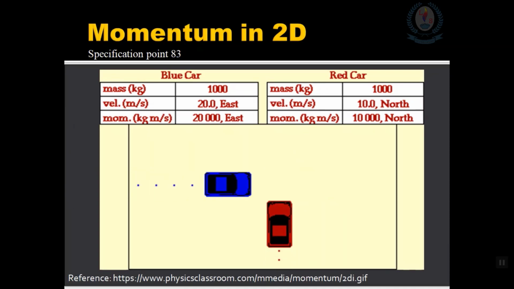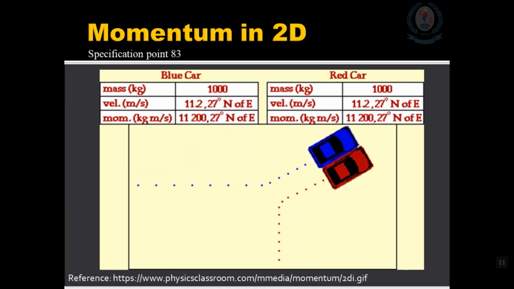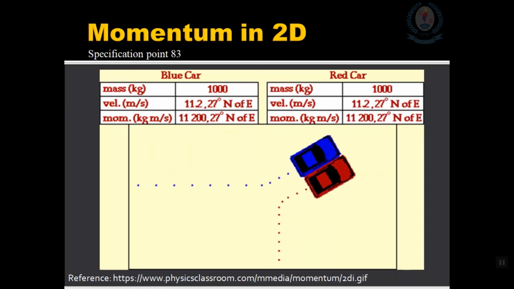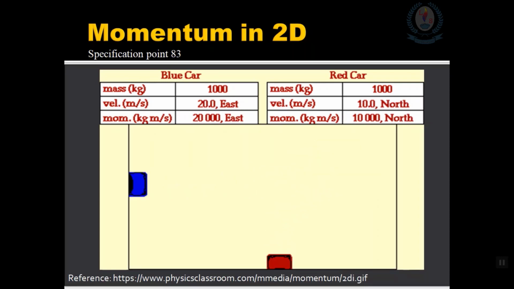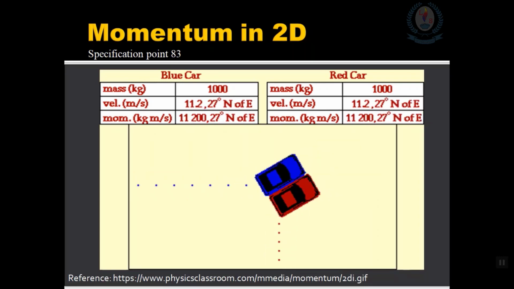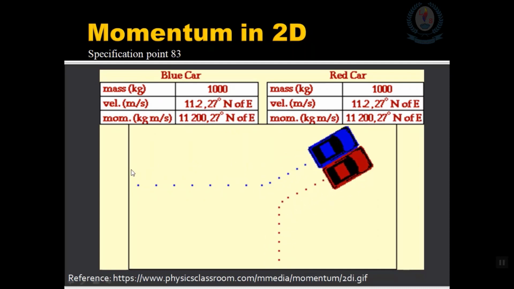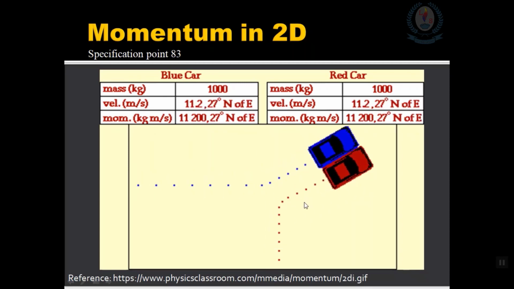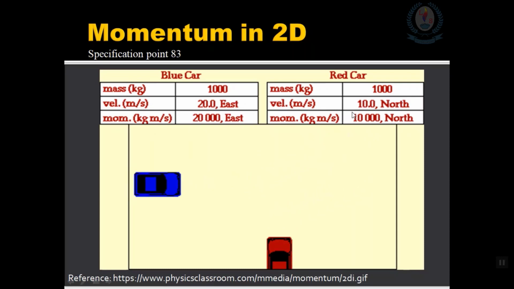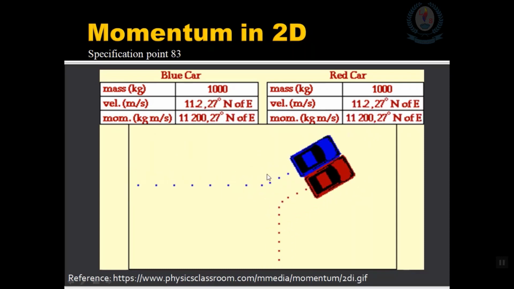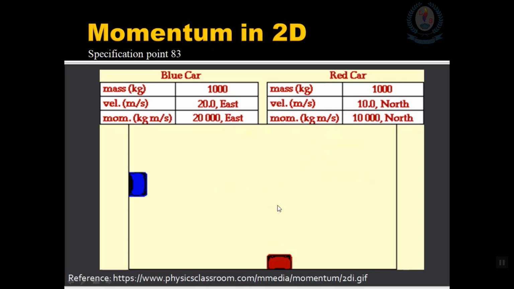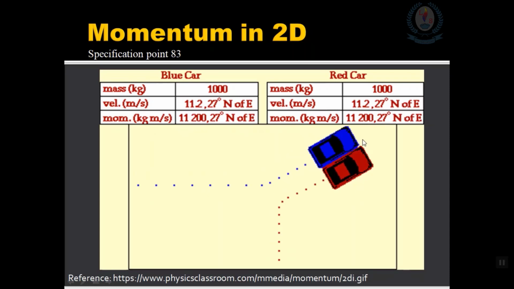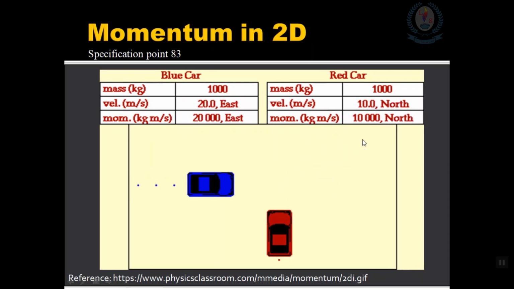Okay. Now we will look at momentum in 2 dimensions. This is about a blue car and a red car colliding. If we see this figure, we can understand that the initial vehicle moves with a velocity of 20 meters per second, and the red one is moving with 10 meters per second. These towards east and these towards north. Then after colliding, both of them move in a different direction to their initial direction of motion.